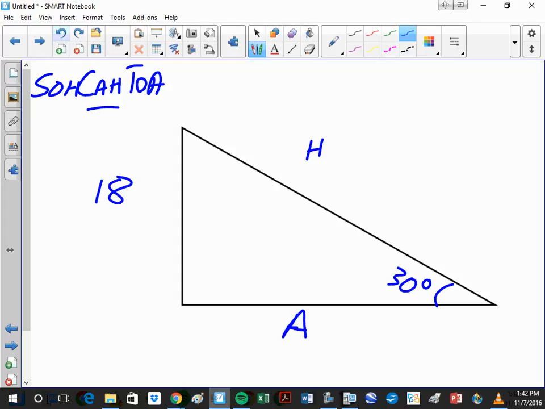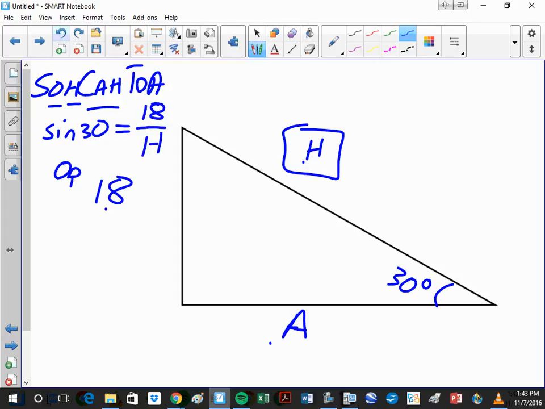So instead, I need to decide, do I want to find h first or do I want to find a first? Let's find h. Which trig ratio is going to use 18 and h? Sine. Sine is O over h. So according to 30 degrees, this would be opposite, adjacent, and hypotenuse. Sine of 30, so the sine of the angle, is equal to 18 over h.